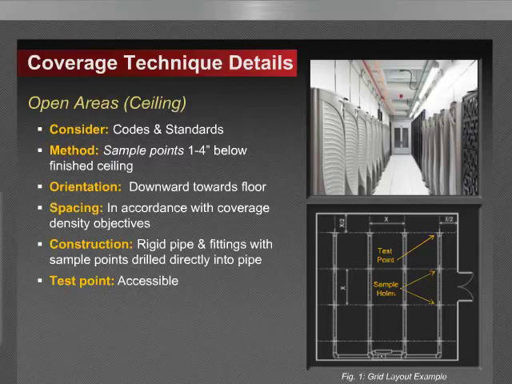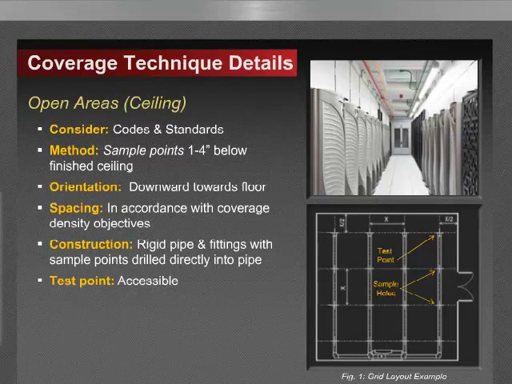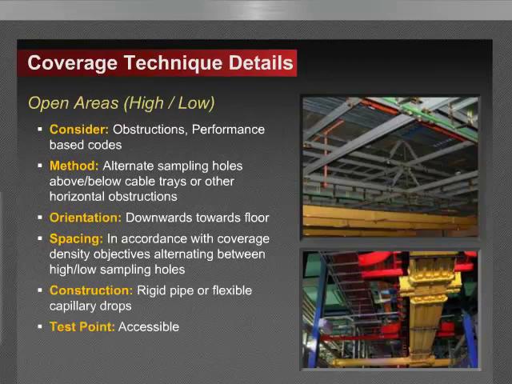So as we're still on the subject of open areas, we have yet another configuration for area detection, and that considers obstructions. Cable trays and other surfaces present obstructions and could delay or possibly prevent smoke from reaching the ceiling where area detection may ordinarily reside. So the use of high-low sample points is intended to overcome challenges with obstructions.